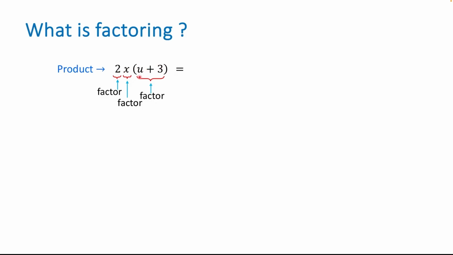Next, I am going to remove the parentheses using the distributive property. Multiply 2x and u, you get 2xu. Next, multiply 2x and 3. 2 times 3 is positive 6 times x. This is a term, and this is another term.